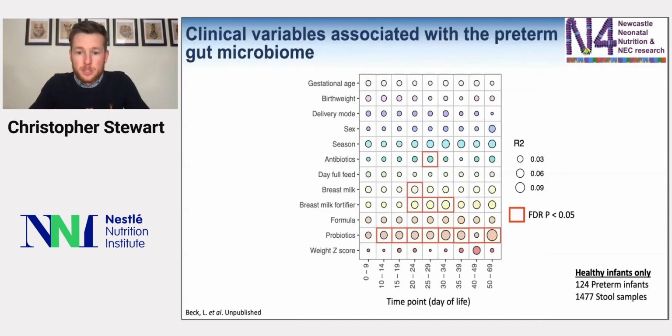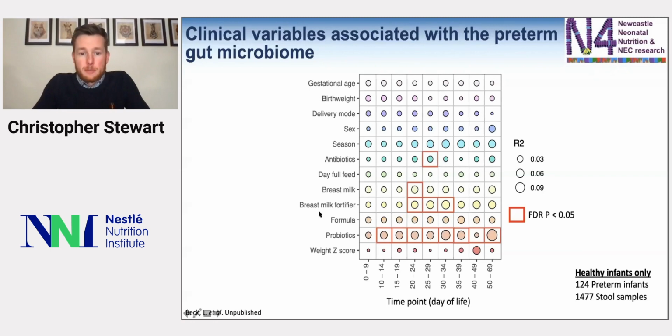So here's an unpublished study, largely performed by my newest recruit, a PhD student, Lauren Beck. It's of healthy preterm infants only. All the data was generated using metagenomic shotgun sequencing. And here we have 124 preterm infants and nearly 1,500 stool samples. So a reasonably large cohort, certainly the largest healthy cohort with metagenome data to date.